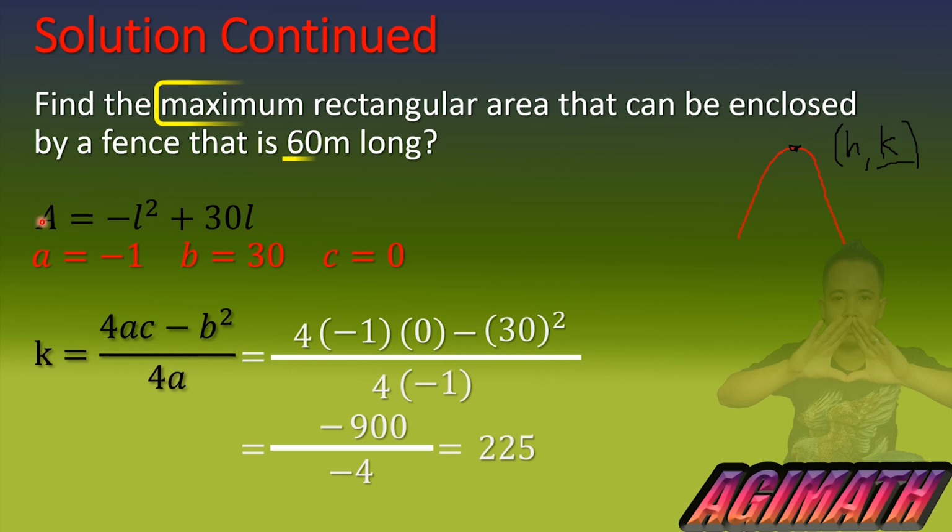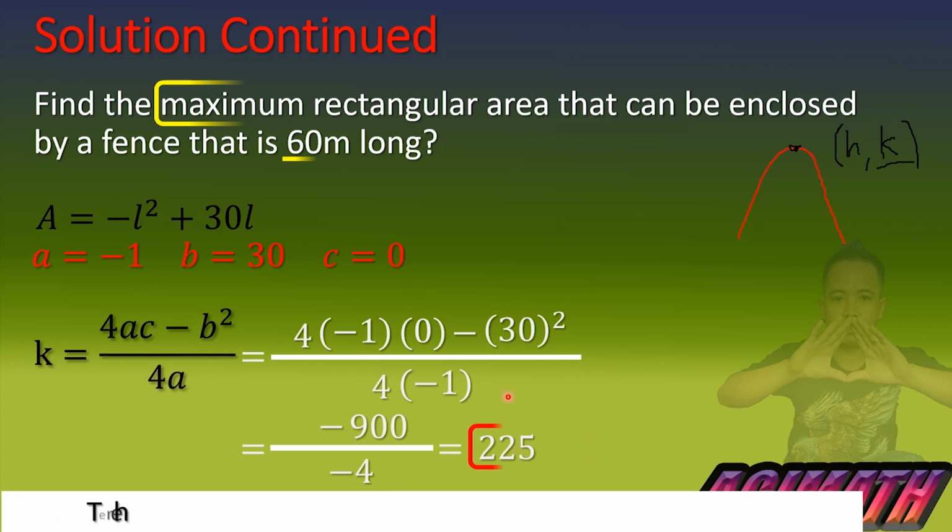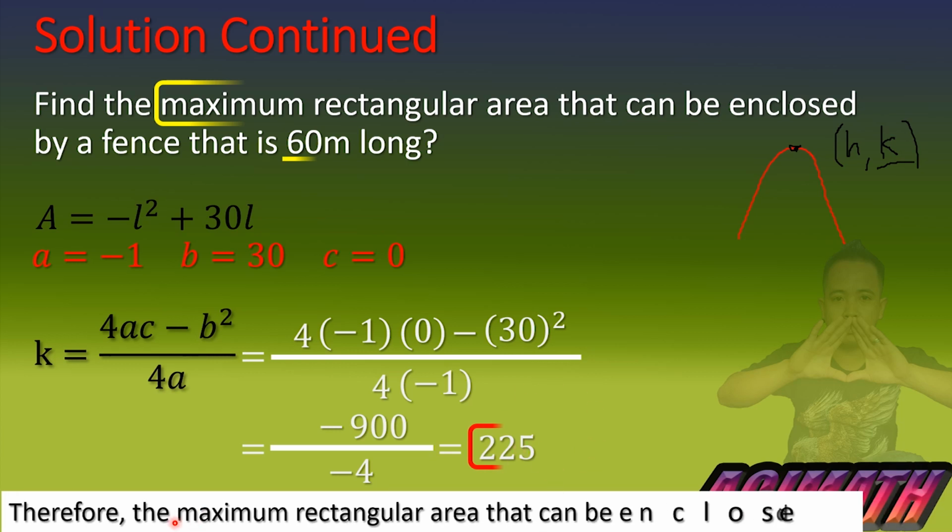So again, as I said earlier, the K signifies A, because A is the dependent variable depending on the value of L. So meaning, if you will be asked to give the maximum rectangular area, just use the formula in finding K. So you have K is equal to 225, or this is the maximum rectangular area. Therefore, the maximum rectangular area that can be enclosed is 225 meter square.